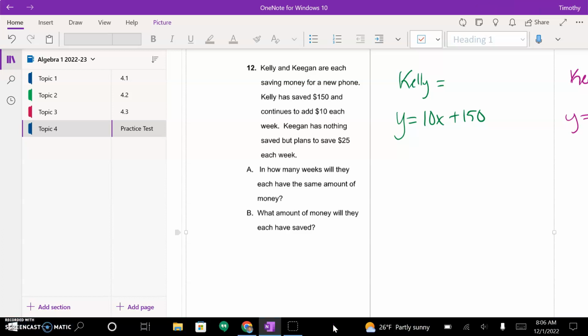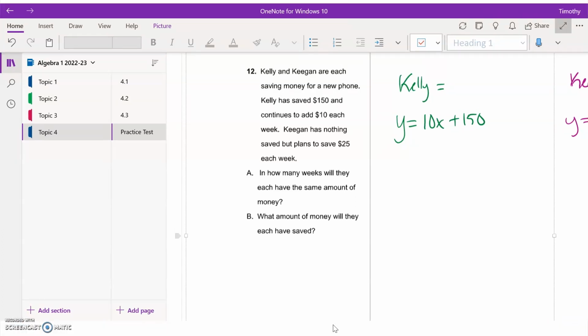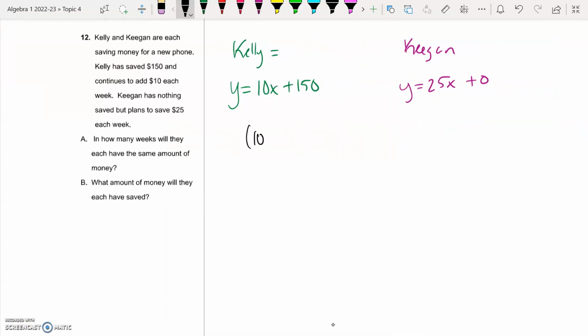Well, I have to know 10, 250. What does the x value represent? What does the y value represent? Well, hopefully you're sitting there saying the x value is the number of weeks, and the y value is the amount of money they saved. So that's why we asked these two questions. It says in how many weeks?